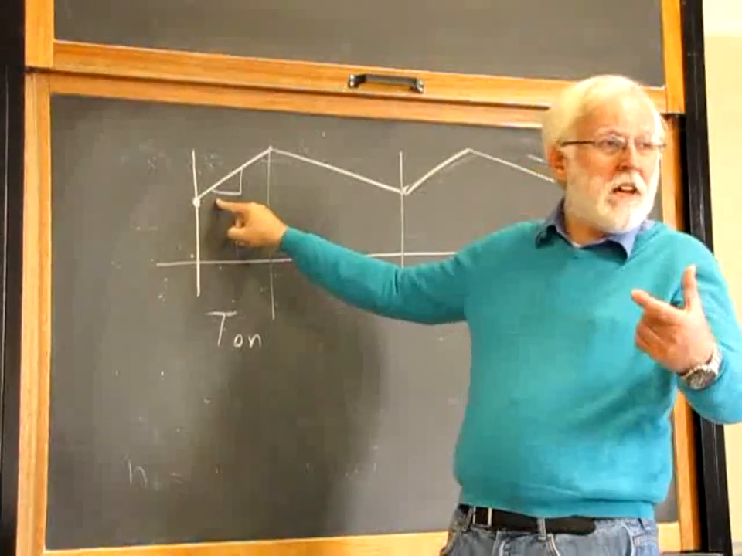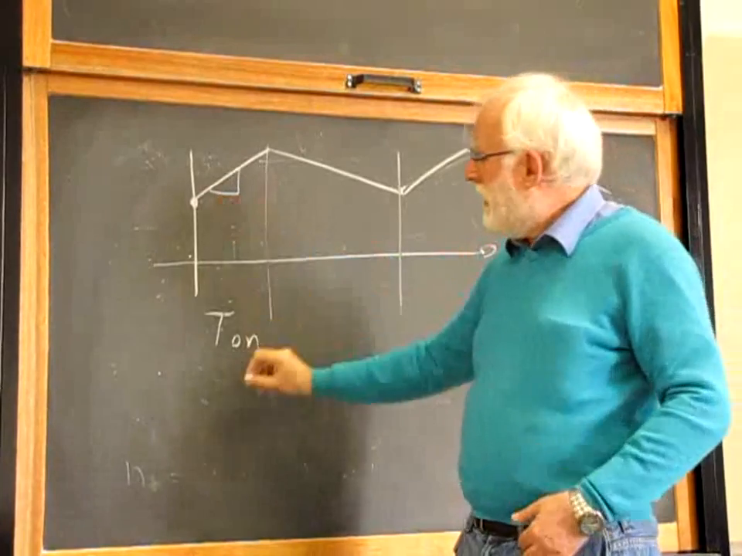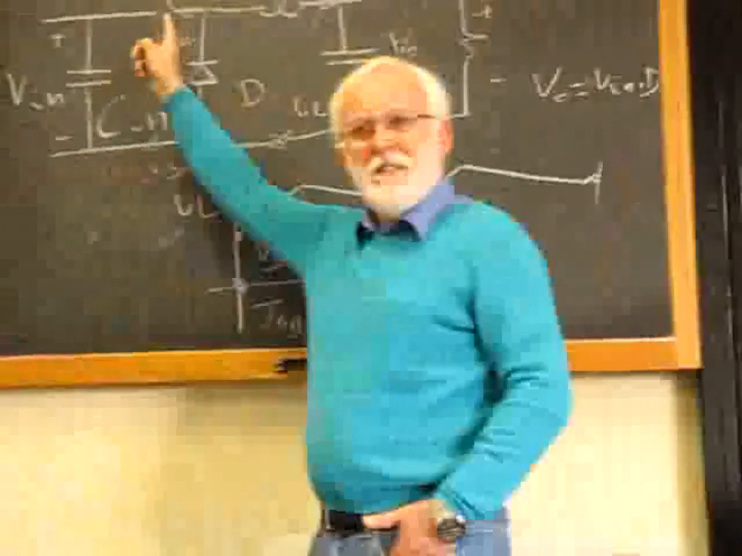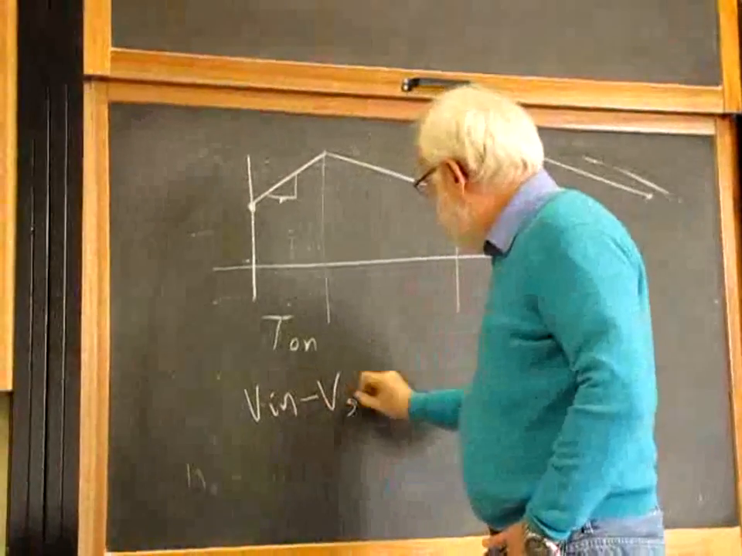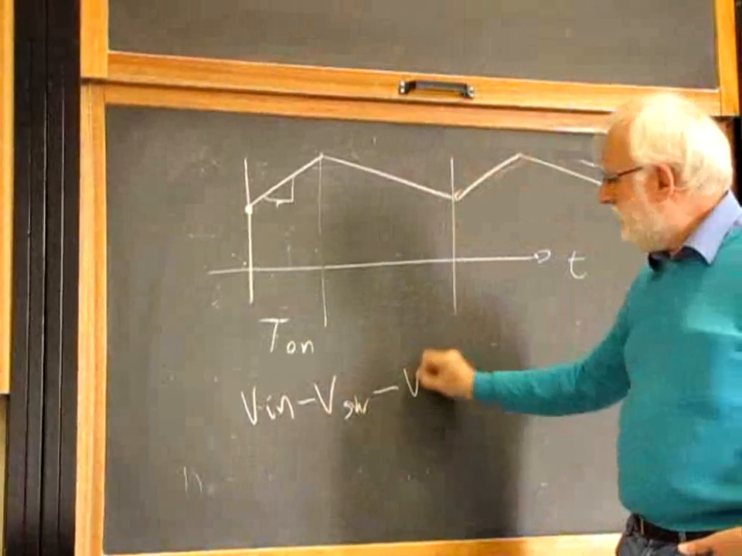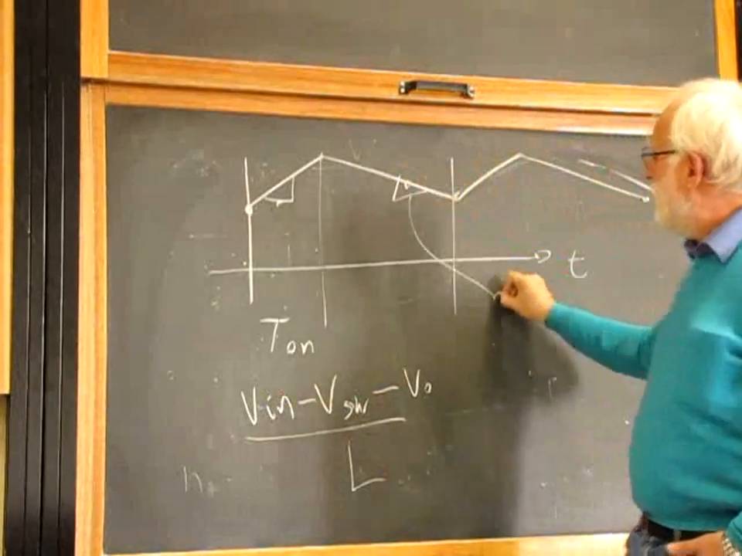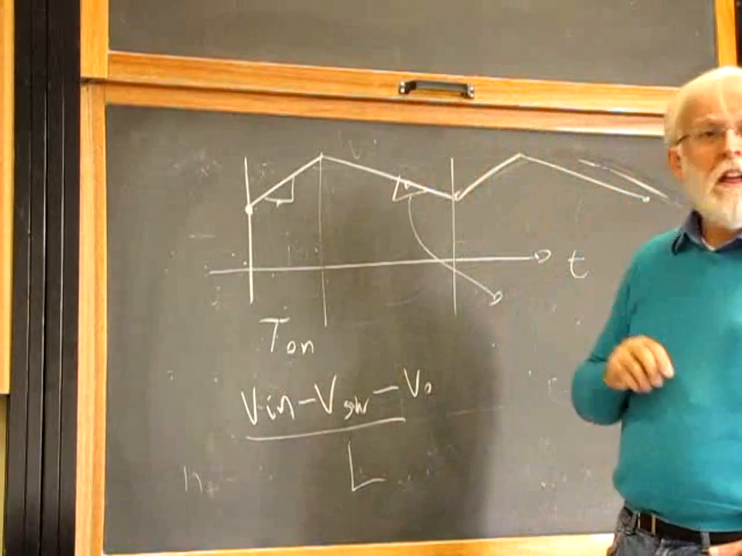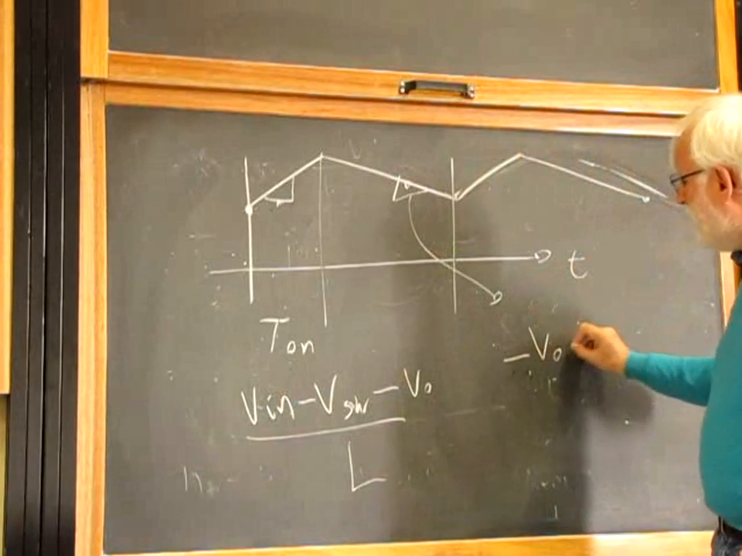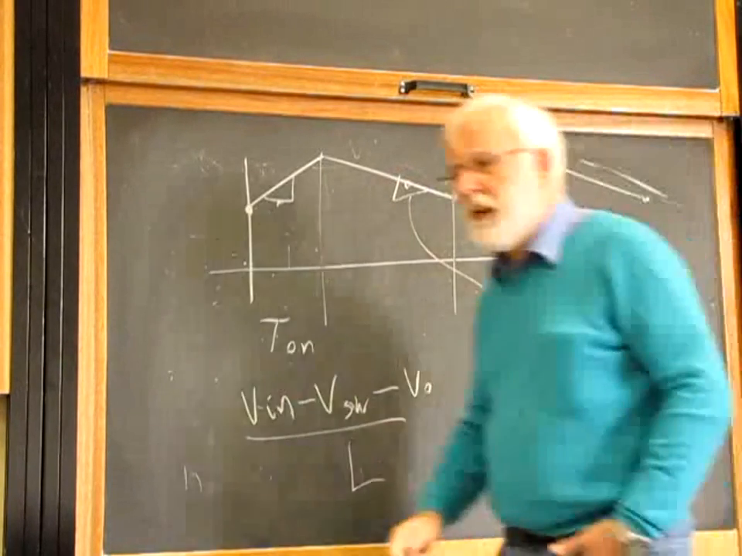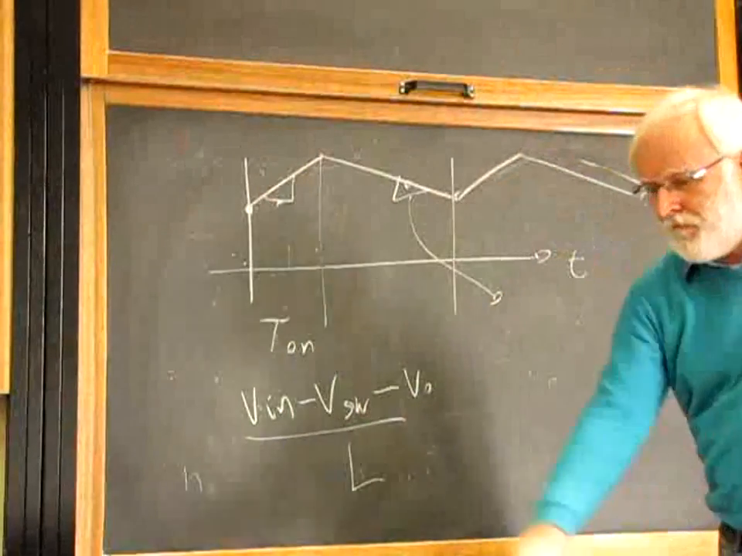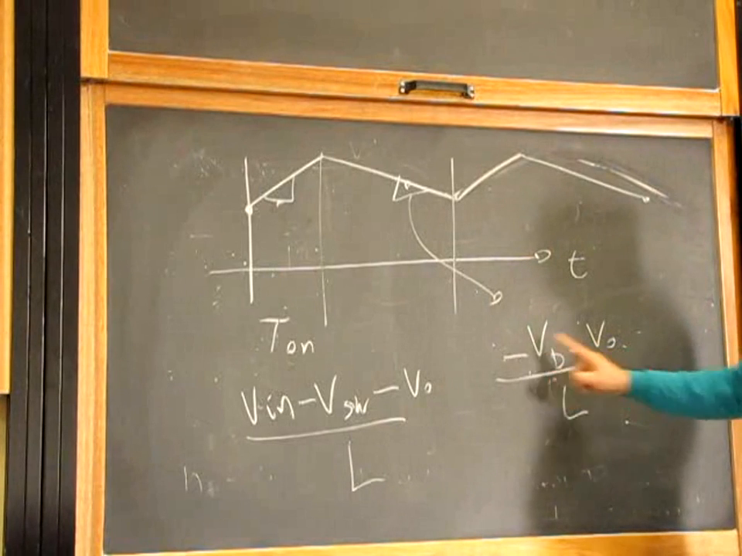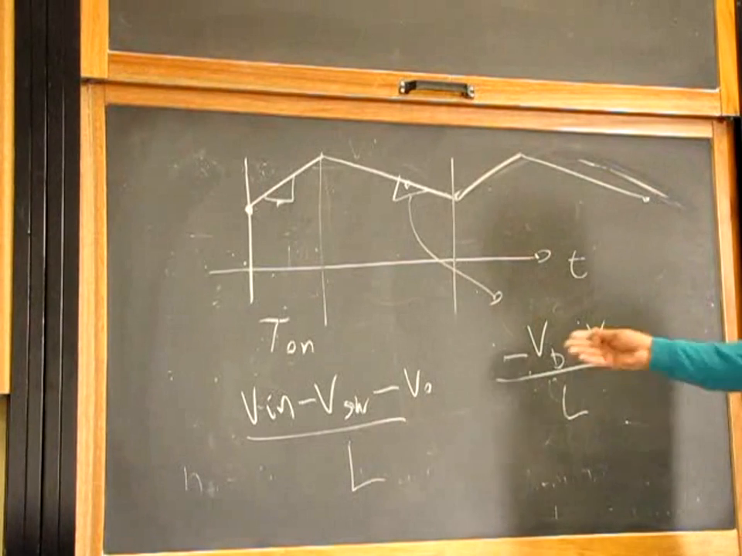How much is the voltage across the inductor? That is V in, minus what is dropped across the switch, that is non-zero, minus V out, over L. And what about this slope? When the switch is open, current flows through the diode. So that will be negative Vd minus V0 over L. Let me write it down the other way around, it's a little bit clearer: negative Vd minus V0 over L is the voltage on the left-hand side of the inductance minus the voltage on the right-hand side of the inductance, divided by L. And you see the equations are different.